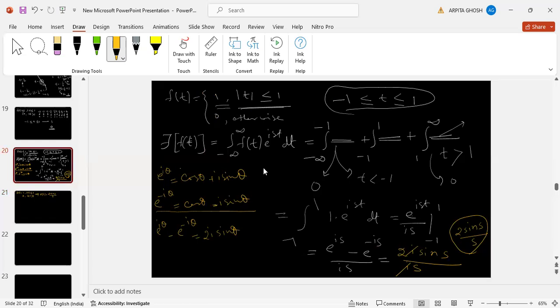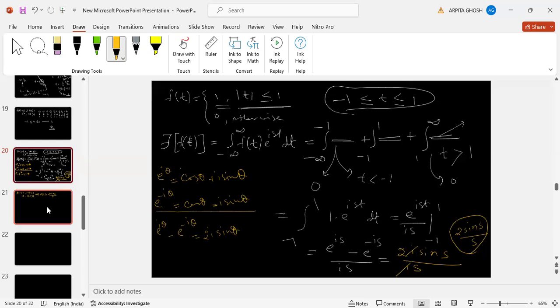Now we know that e to the power i theta is cos theta plus i sin theta. E to the power minus i theta is cos theta minus i sin theta. So if we subtract e to the power minus i theta from e to the power i theta, the cos part will cancel out and we will be left with the sin part. Along with that, we'll have 2i. So it is your 2i sin theta. So 2i sin s by is, the i cancels out. It is 2 sin s by s. Done it?